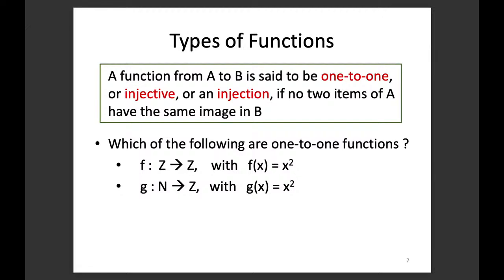Okay, once we understand these concepts, we can describe three particularly important types of functions. The first one is called a one-to-one function, or an injective function, or simply an injection. So what is meant by a one-to-one function? A one-to-one function means that each item of A, when it is mapped to an item of B, such an item is not mapped by any other item from A.